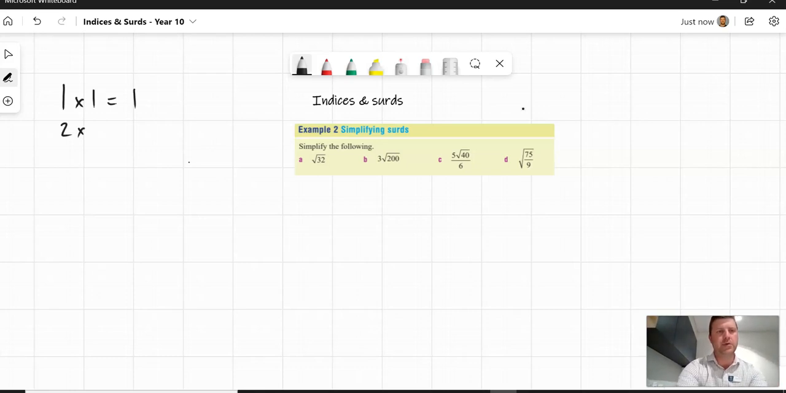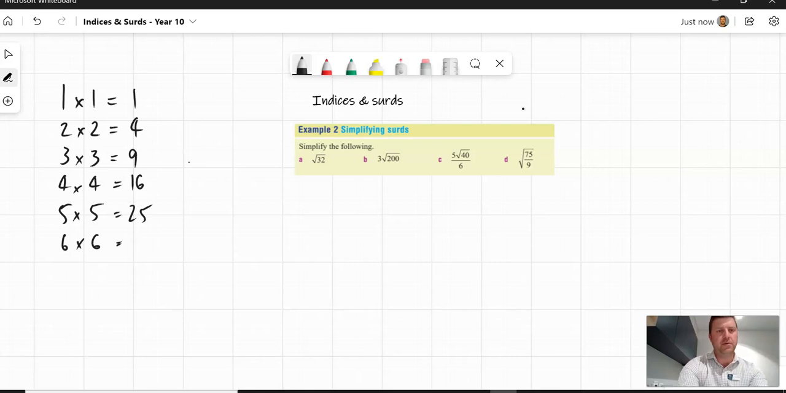2 squared, or 2 times 2, is 4. So 4 is a square number. 3 times 3, or 3 squared, is 9. 9 is a square number. 4 times 4, or 4 squared, is 16. So 16 is a square number. And you can see any number times by itself will result in what we call a square number.